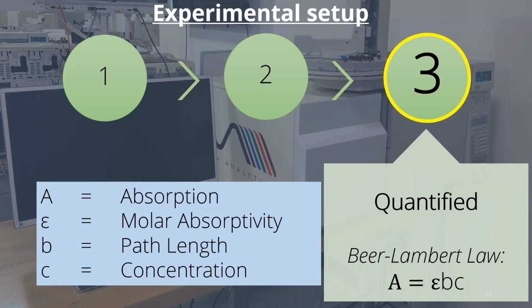And finally, once we had all of our data collected, we went and calculated the concentrations of each of our additives. And because this is a spectroscopic technique, we can simply use the concepts of the Beer-Lambert law to quantify everything, because absorption is proportional to our concentration.